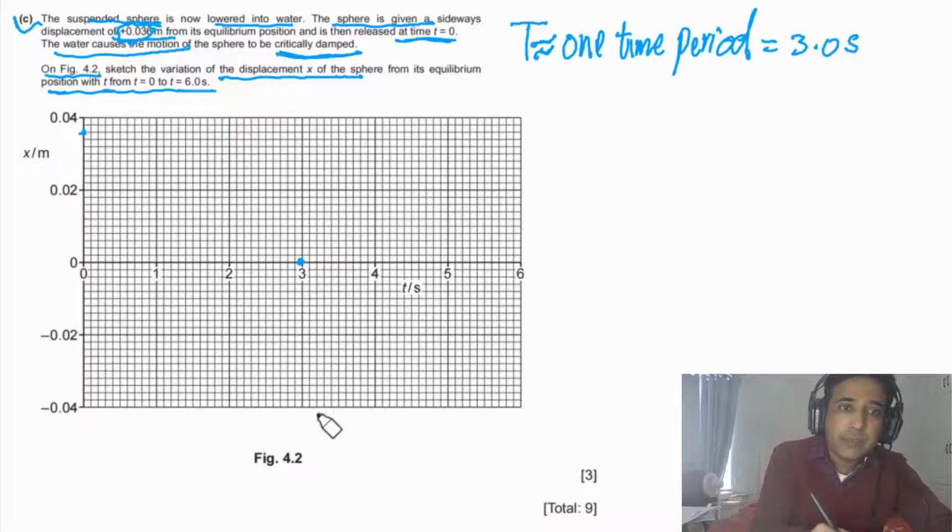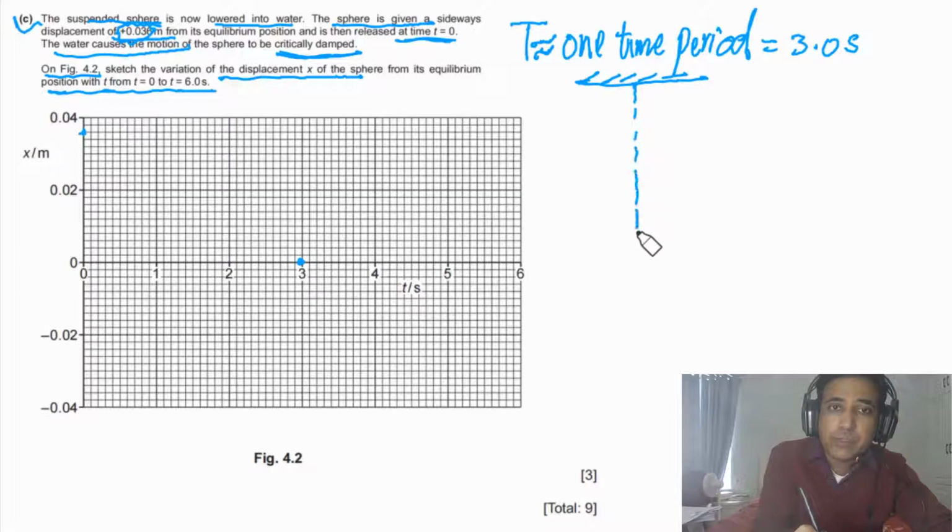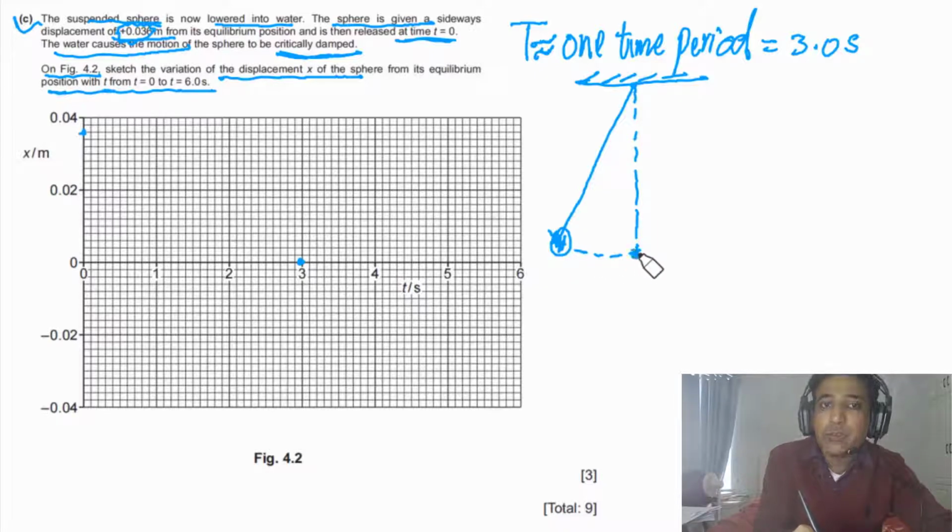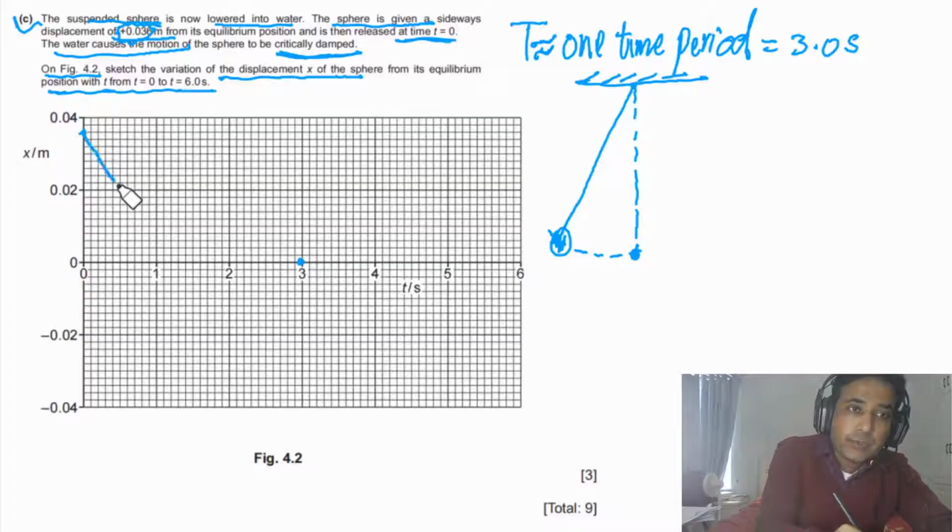It simply means that, let me explain you with one example. So imagine that this one is our pendulum. So this is pendulum and this is equilibrium position. We displace this one by displacement equal to 0.036. How long will this take to come from here to the equilibrium position? That time taken will be equal to 1 time period. So simply we need to sketch this one with decreasing gradient. So this is how you can sketch. After that, it will just stay here. So equilibrium.